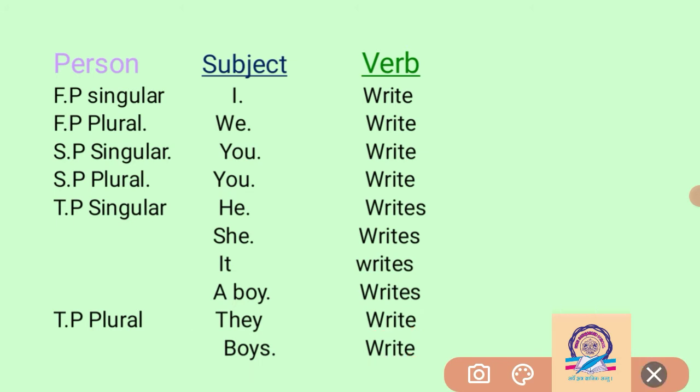So in short we can say that we have to write the main form of the verb with I, we, you, they, and a plural name. When the subject is I, we, you, they, or a plural name, then we have to write the main form of the verb. And when the subject is he, she, it, or one singular noun, then we have to apply s or es to the main form of the verb here.